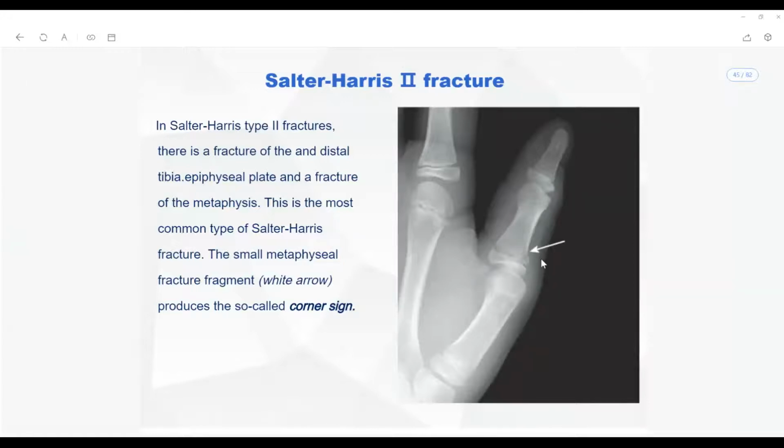There is a bony fragment that is present as a part of the metaphysis in the corner. So that's the reason we call it the corner sign. So the corner sign is seen in Salter Harris type 2. How can I recognize it? The fracture of the growth plate along with the smaller part of the metaphysis. Okay.